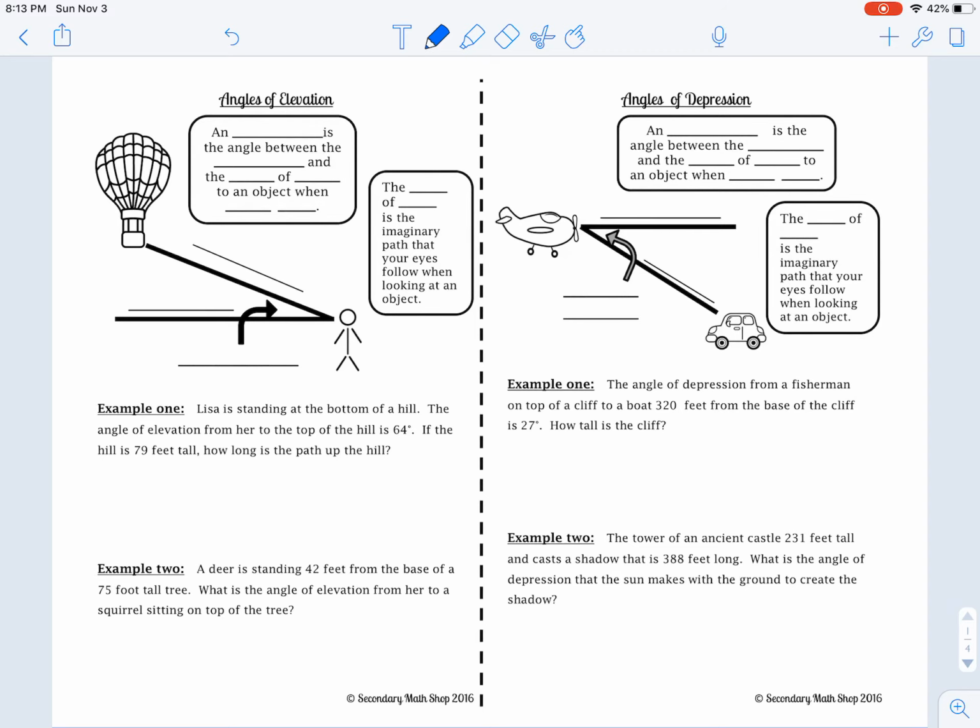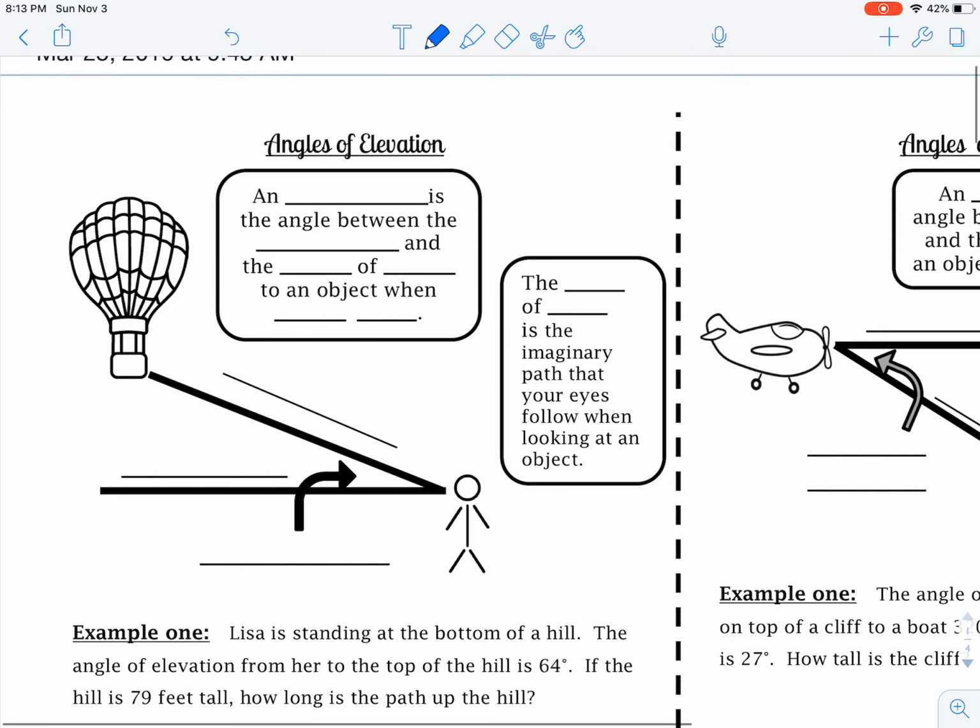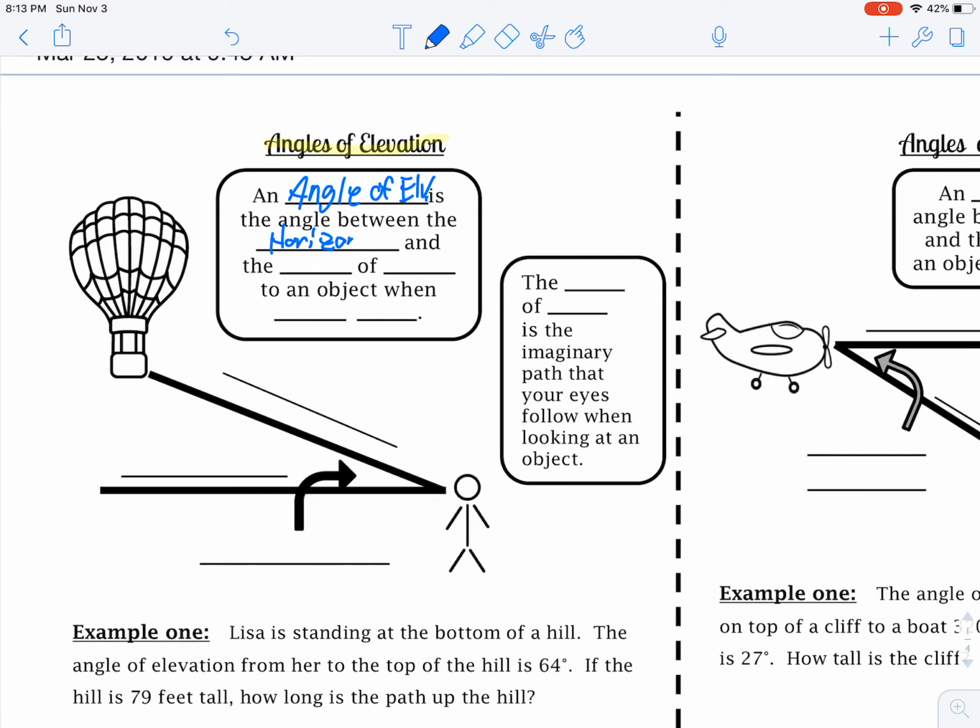Okay, alright, so let's go ahead and look at this front left side where it says angle of elevation. An angle of elevation is the angle between the horizontal and the line of sight to an object when we look up. Okay, so a lot of new words here.